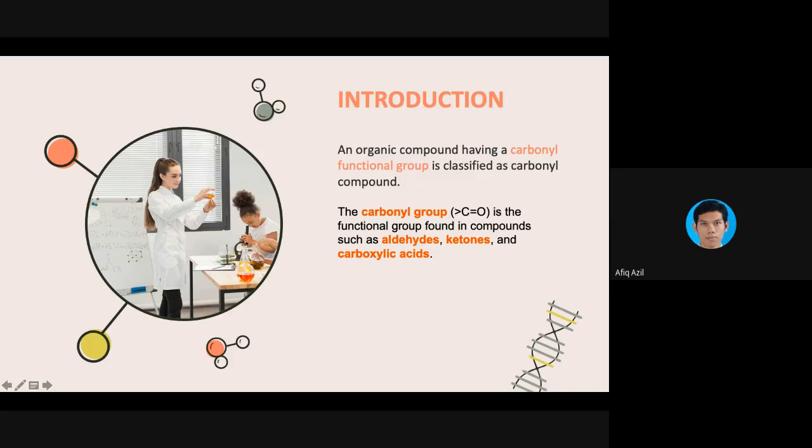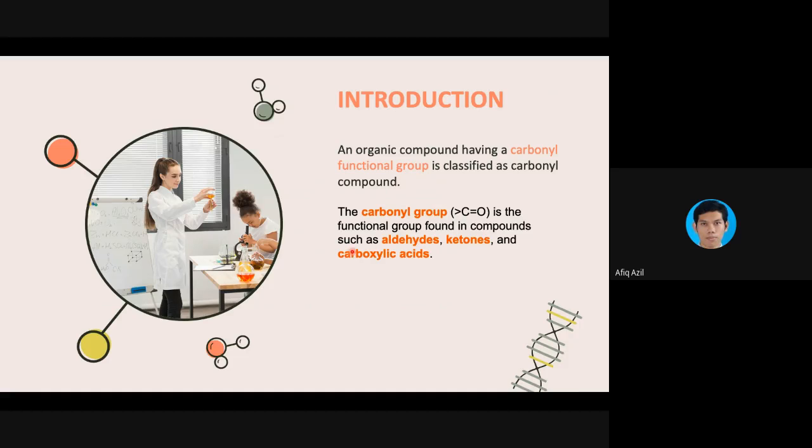So basically, a carbonyl compound is an organic compound that has a carbonyl functional group. So what is the carbonyl group? If you see in an organic compound that it contains C double bond O, then you can consider that as a carbonyl group, or a carbonyl-containing organic compound.